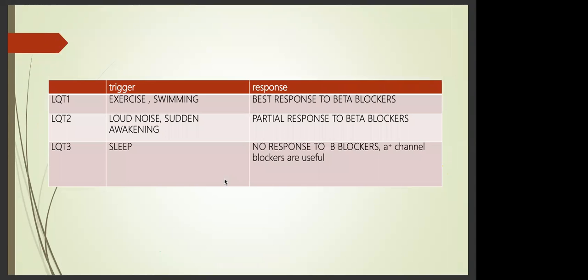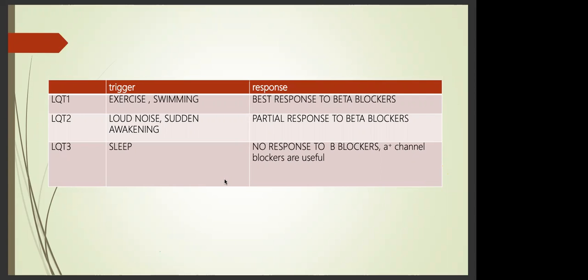Okay, so among these, the most common ones, as you can already see over here, try to make a figure in your mind. It will really help for easy recall of these things, because it can be confusing to anyone, in fact. Type 1 is the one associated with exercise or swimming. The second one is associated with loud noise or sudden awakening. And long QT3 is the one associated with sleep. The patient will be having problems during these triggers. So one is exercise or swimming, second is loud noise or sudden awakening, and the last one, LQT3, is associated with sleep.